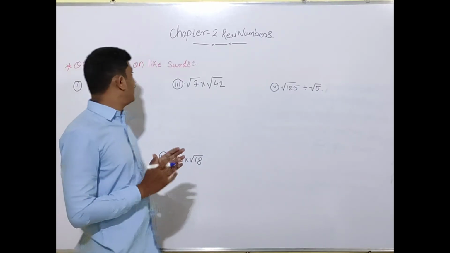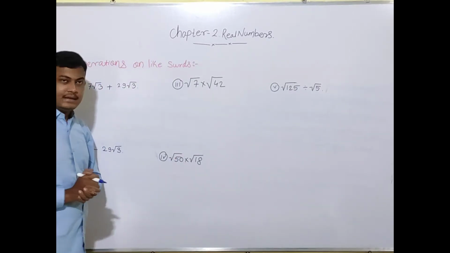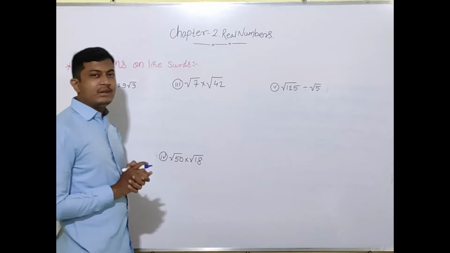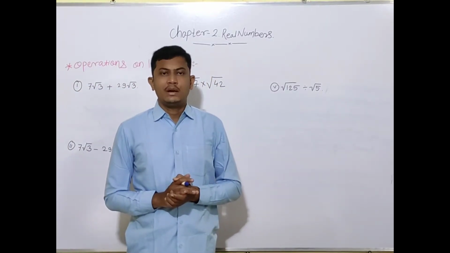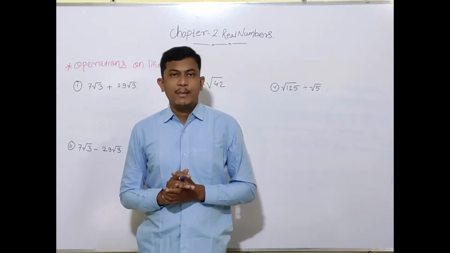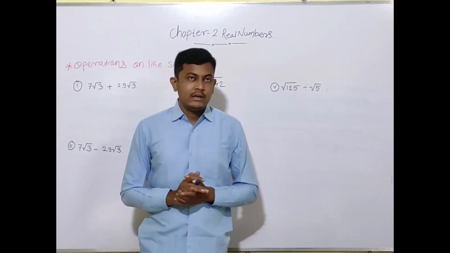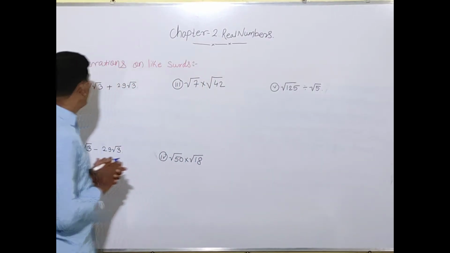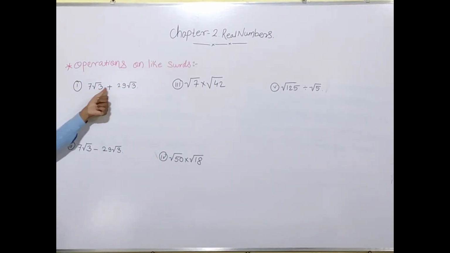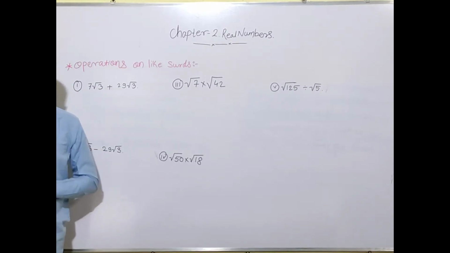Now we have to see the next topic, that is operation on like surds. Mathematical operation means what? Simply addition, subtraction, multiplication, and division. So these four operations we have to apply on the like surds. So let's see this topic with the help of examples. So the first example is what? 7 root of 3 plus 29 root of 3.